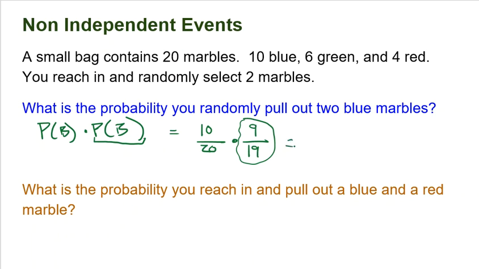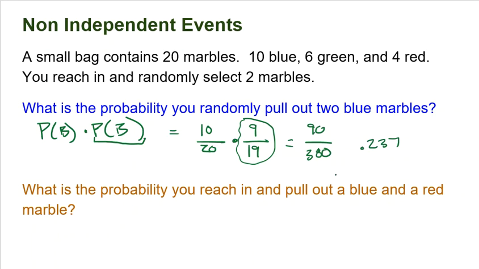So that's it. That's how simple it is. You just have to use your brain and understand that if I'm not putting that first blue marble back, well, what happens second changes. All right, so 10 times 9 is 90. 20 times 19, I'm actually grabbing my calculator because I don't know that off the top of my head, is 380. So there is your answer. Obviously, you could reduce that. Obviously, you could divide that out to get a decimal, 0.237.